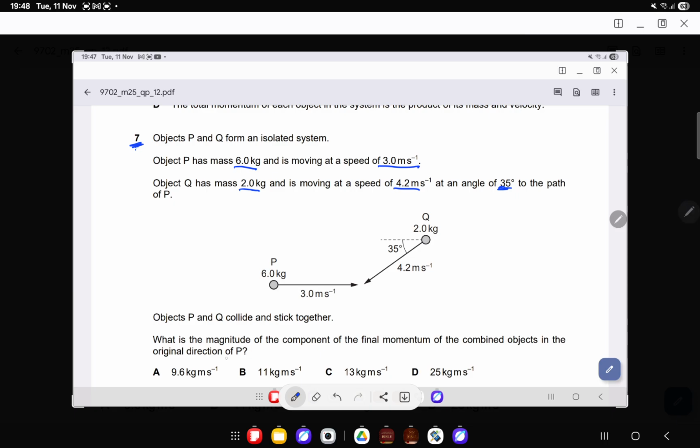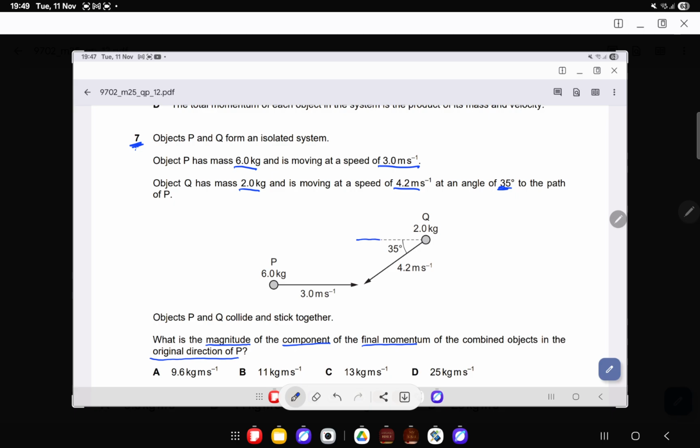If you look at our question, we want to know the magnitude of the component of the final momentum of the combined object in the original direction of P. So the question is, what is the original direction of P? You can see clearly that it is the horizontal, which means that in this question, we are only interested in the horizontal aspect. So you must resolve the Q into vertical and horizontal.